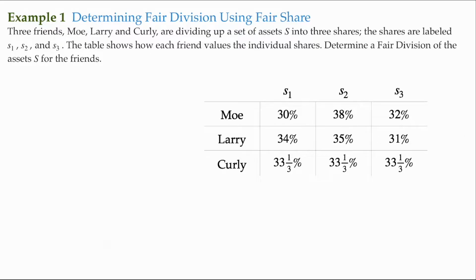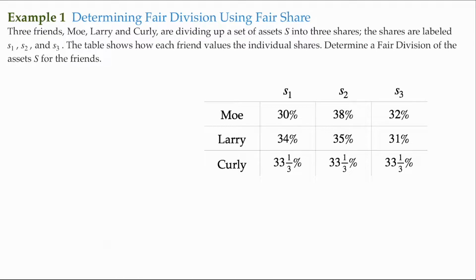So for this first example, we're going to demonstrate the notion of fair sharing. And this problem says, three friends, Mo, Larry, and Curly, are dividing up a set of assets S into three shares. The shares are labeled S sub 1, S sub 2, and S sub 3. We have these little subscripts of a 1, 2, and a 3. That's how we tell one share from another.